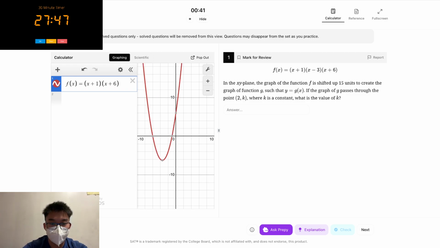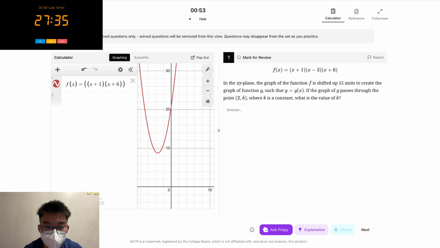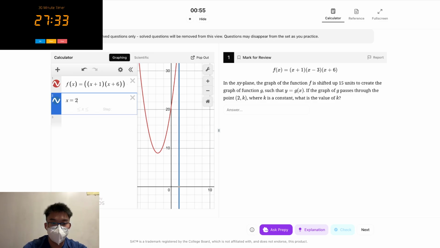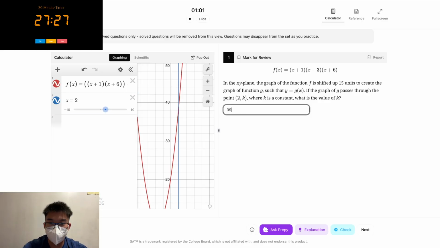Nothing should have changed, to be honest. But just to make sure, I'm gonna do double brackets. And then it passes through the point (2, k), so let's find where x is equal to 2, and then we go up. And it passes at the point 39. So I'm guessing k is 39.